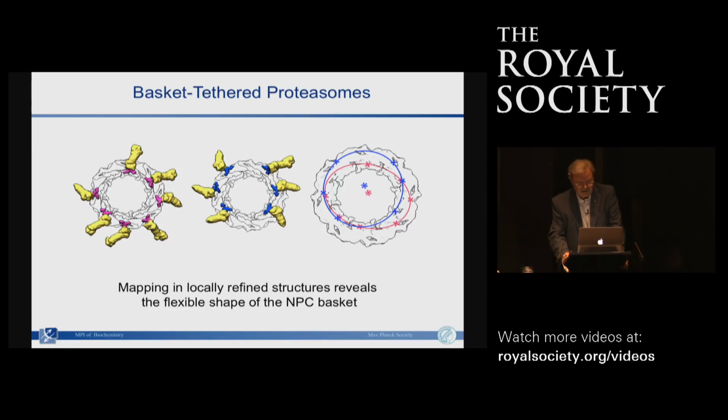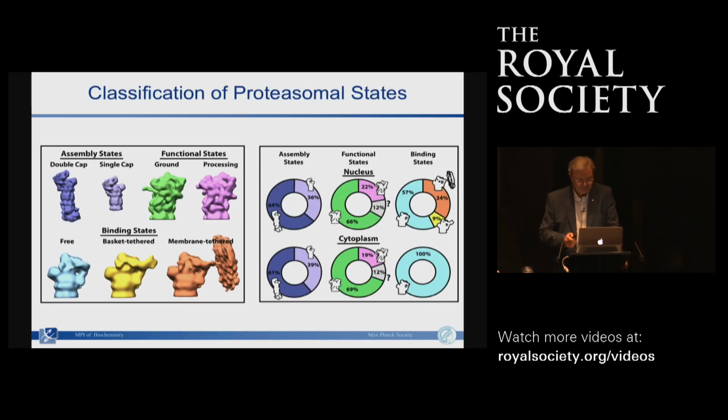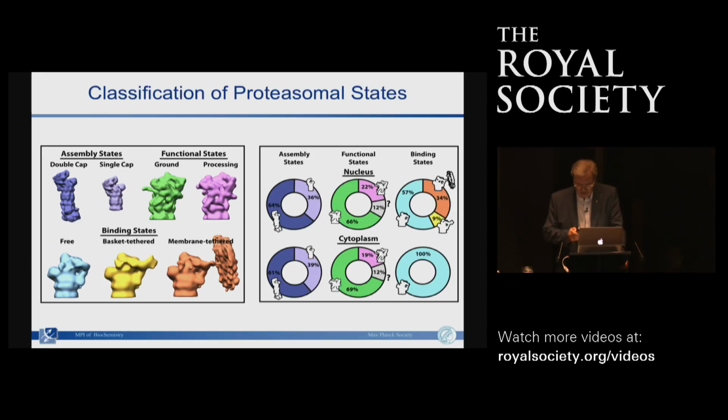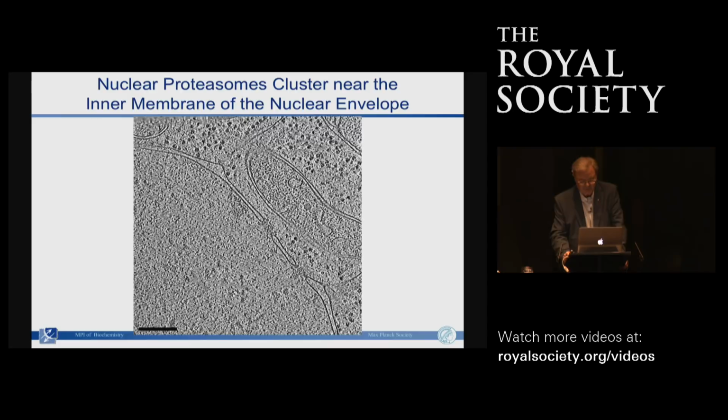Those that are further away are directly tethered to the nuclear basket. So you see the nuclear basket has, of course, eightfold symmetry, and we never have full occupancy, but we might have 6 or 7 of the positions decorated with proteasomes. And as I said, we can now distinguish between those which have 2 regulatory particles and 1 regulatory particle. We can say which one is in the ground state and which one is in the substrate processing state. And we can also say whether it's a free one or it's tethered either to the basket or to the membrane of the nuclear envelope. And we can map them back.